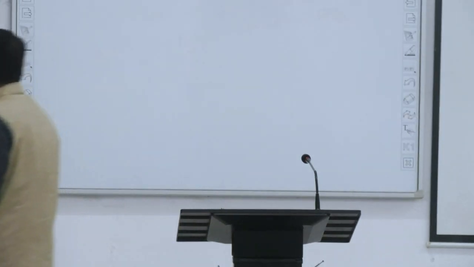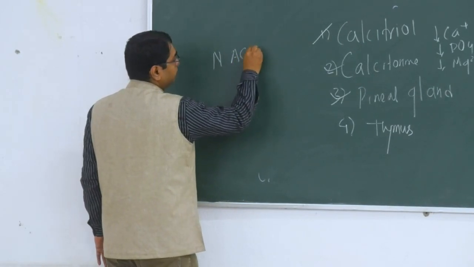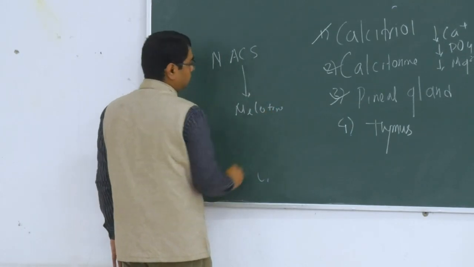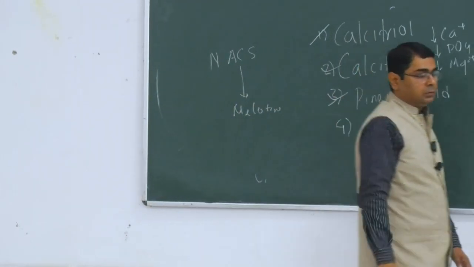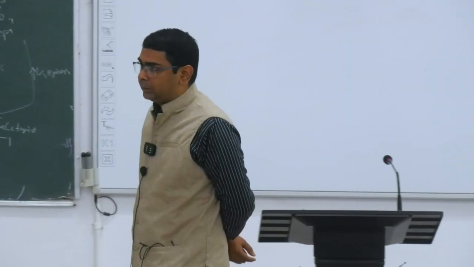Now from N-acetyl serotonin to melatonin. Draw an arrow from N-acetyl serotonin, and write melatonin. Okay? Written? And the enzyme is the hydroxyindole O-methyl transferase. Hydroxyindole O-methyl transferase.